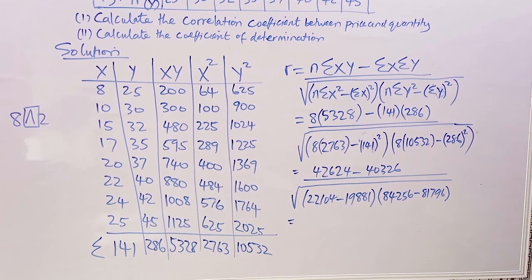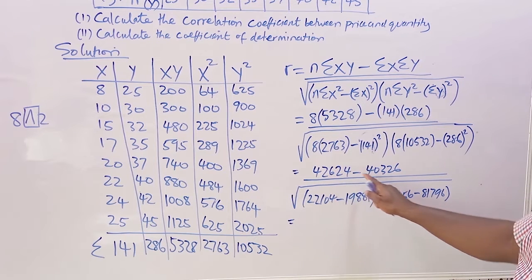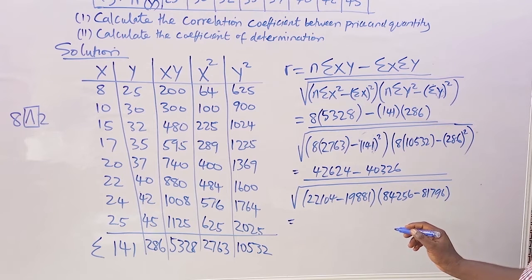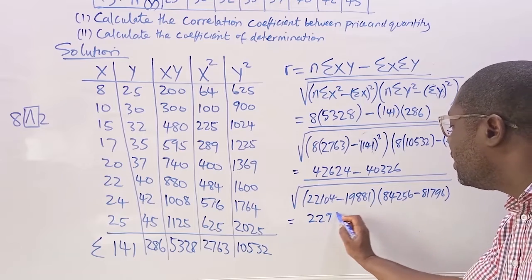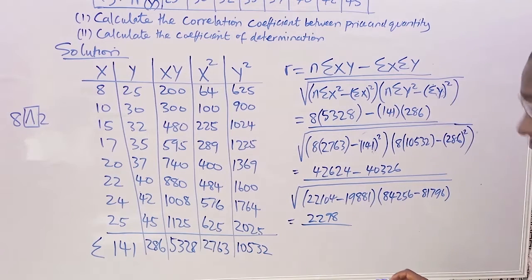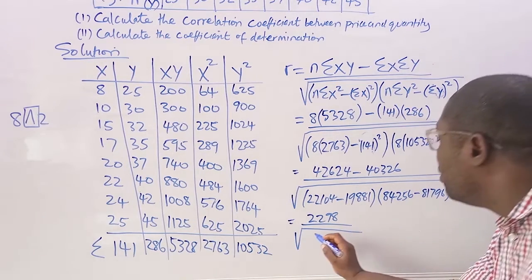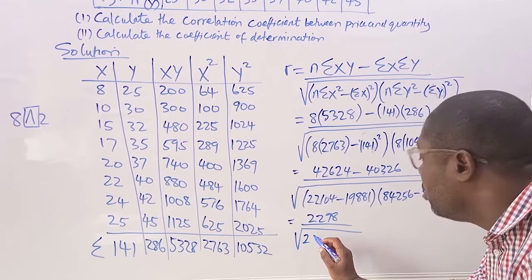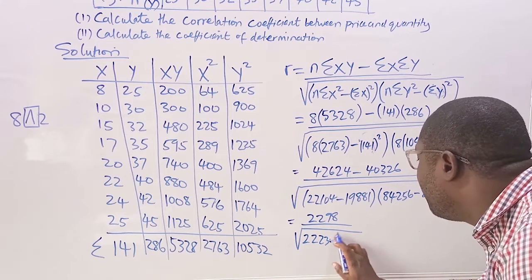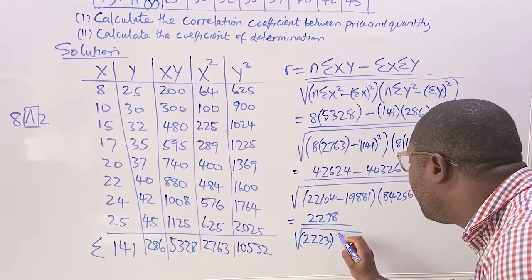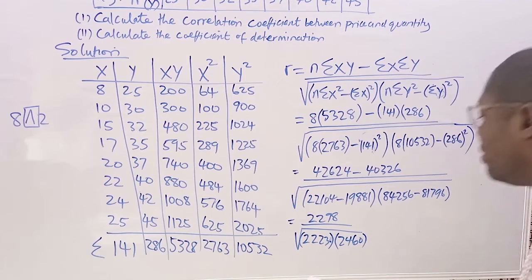Now let's go on further. This value, you have 42,624 minus 40,326. That will give us 2,298 divided by the square root of 2223 multiplied by 2460. So that's what we have.